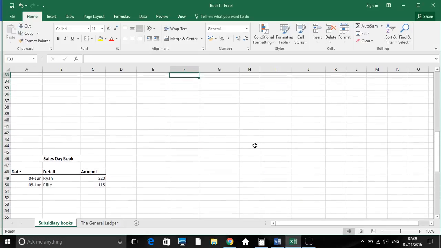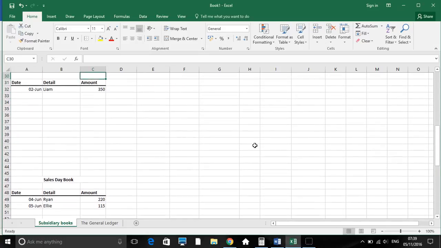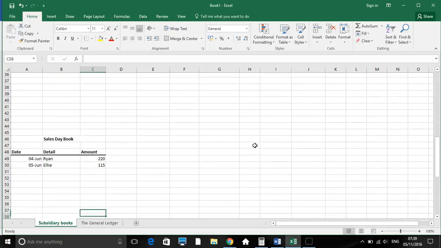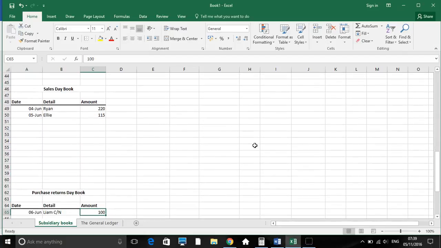Yes, this is a revision. This is all revision, so don't ever see this as being too boring. Right, so Liam, you sold some goods, 350. You owe him 350. You return some goods worth £100. So in your mind, you know that when you get to your general ledger, overall you're going to be owing this guy. Trade payables should be 250. That's what you owe him.